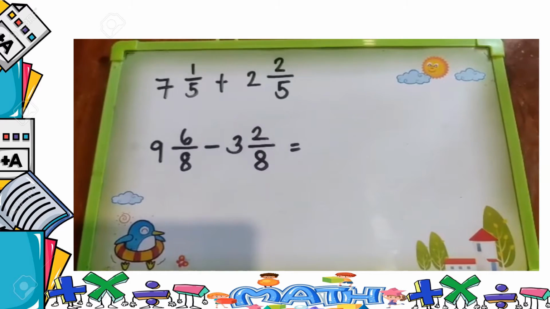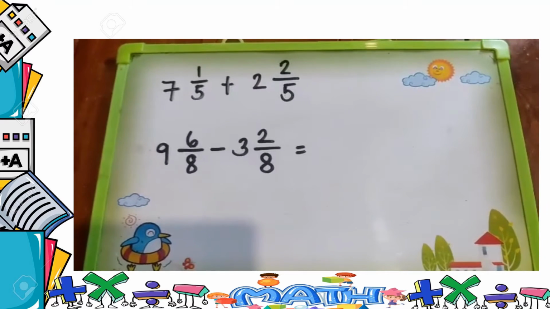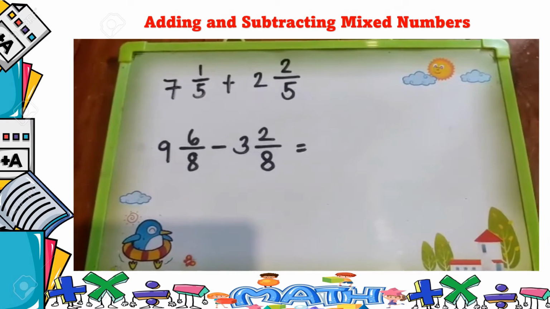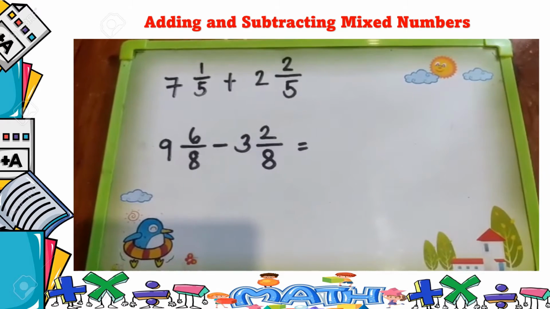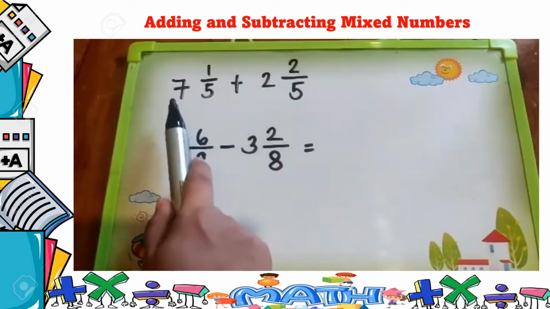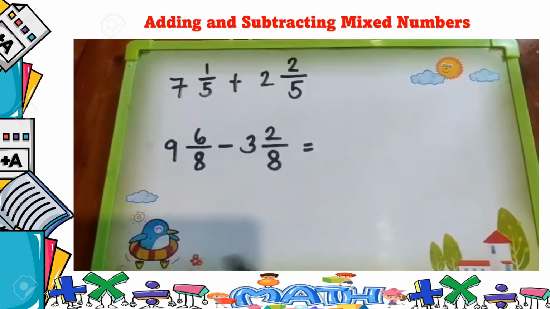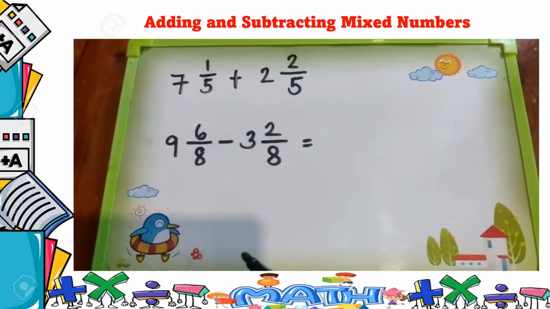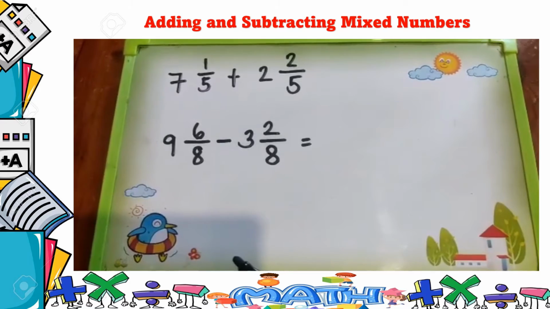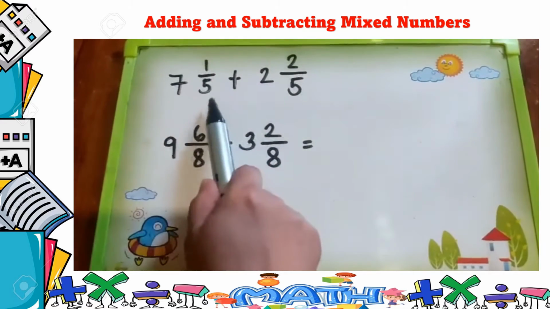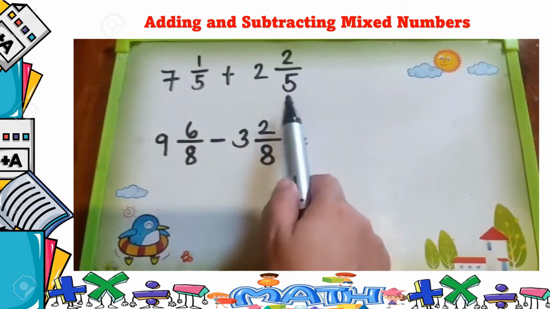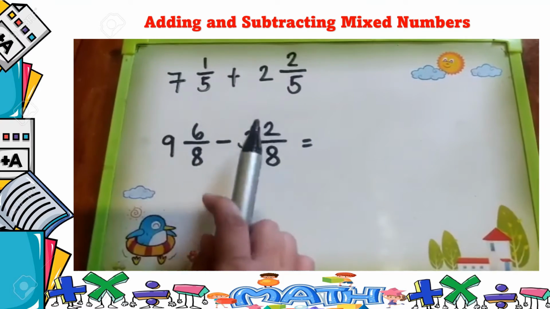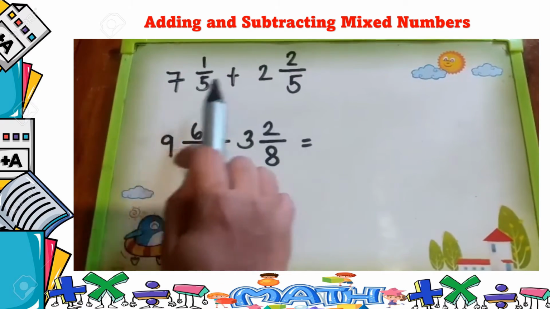Okay, so the last one is adding and subtracting mixed number. So when I say mixed number, it is composed of whole number and a fraction. So it is also the same with similar fractions, the steps. So in the given, 7 and 1/5 plus 2 and 2/5. So first, let's add the whole number. So the whole number here is 7 and 2.